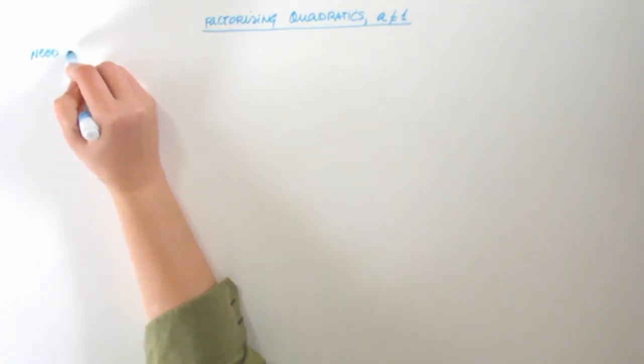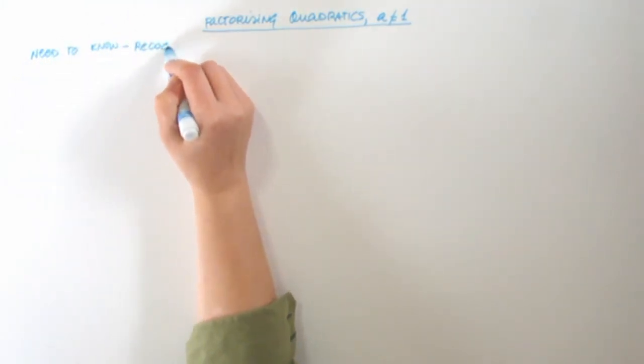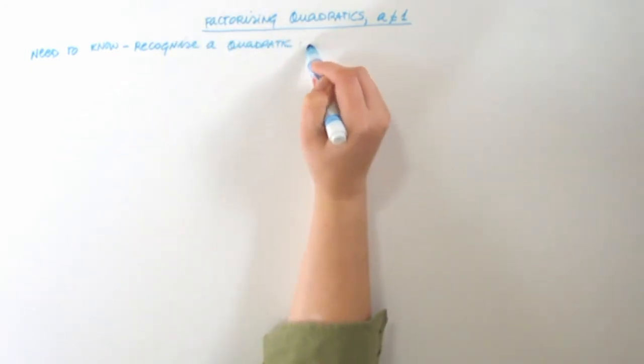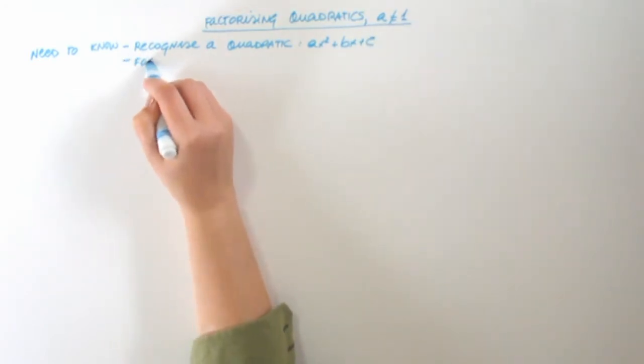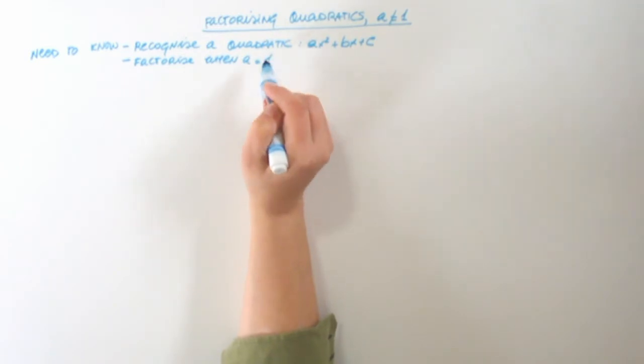Before starting, I need to know how to recognize a quadratic. It will look like ax squared plus bx plus c. Remember, a, b, and c are the numbers. And then how to factorize when a equals 1, as the rules here are quite similar.